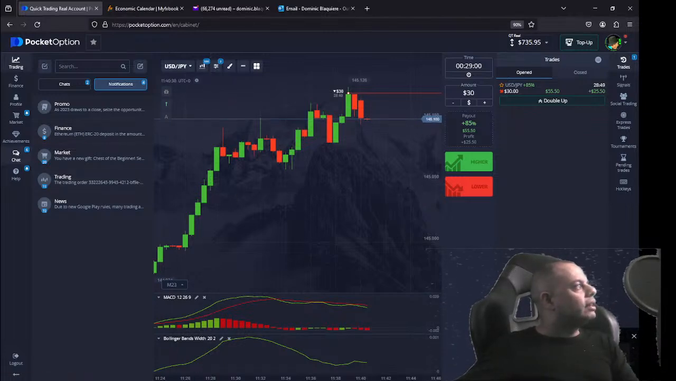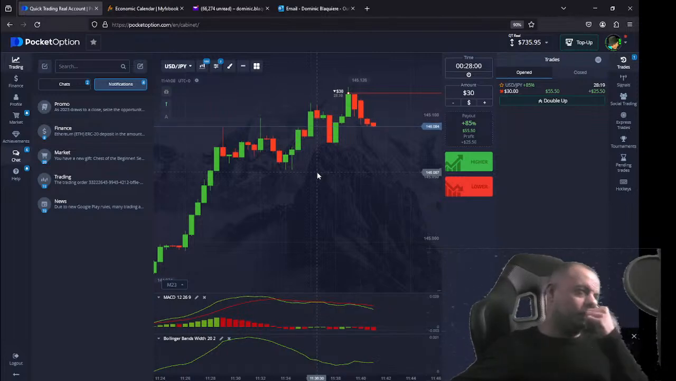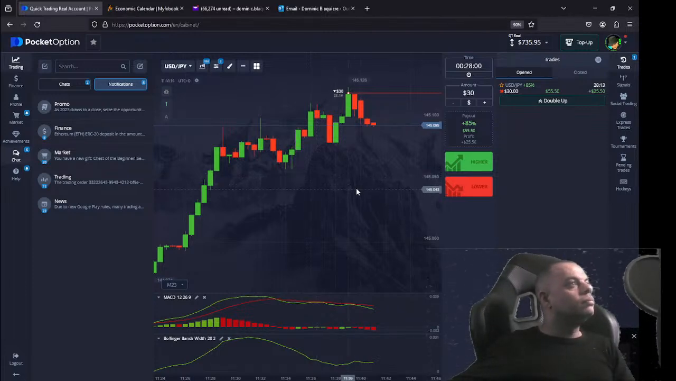What I'm expecting to see is this to be dropping a lot more. And then I'm going to hedge it and go up the other way. It's not dropped enough for me to hedge it right now, because it would have defeated the object of me taking the trade in the first place. So, let's have a quick look at this.